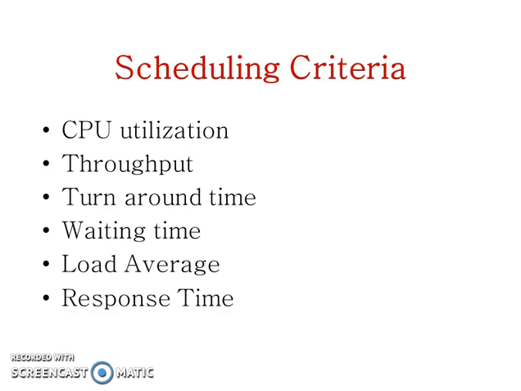So in general, CPU utilization and throughput are maximized. These two criteria we try to maximize with the help of the scheduling algorithm, and other factors are reduced for proper optimization.